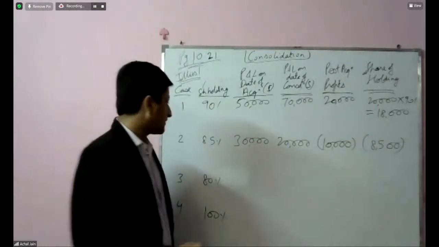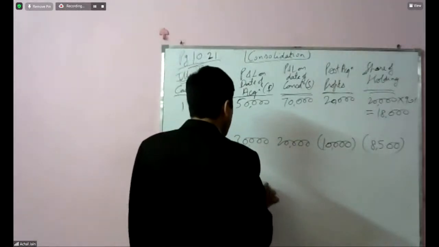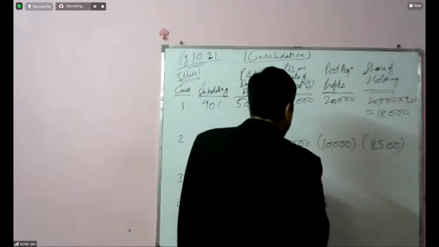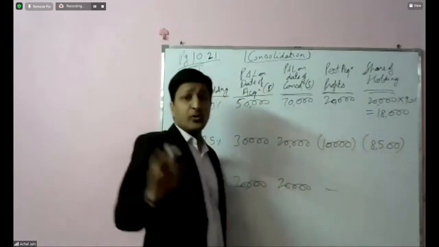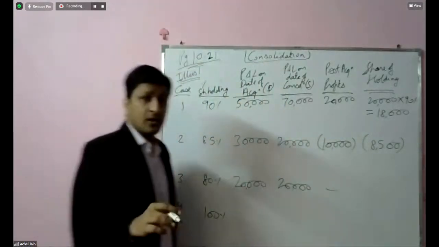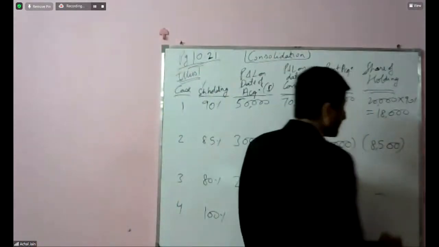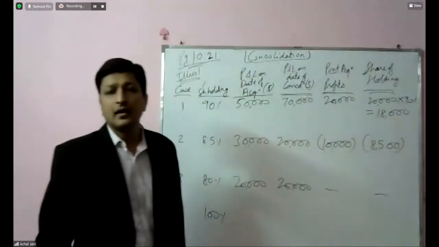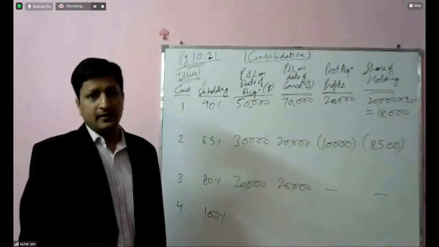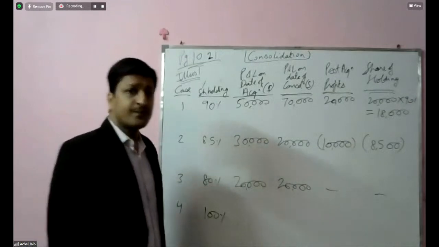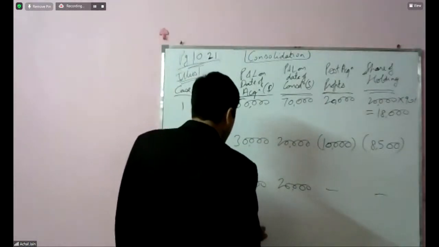Moving on to the third one. So 20,000 was the opening balance. 20,000 is the closing balance. Do we have any profit or loss during the year? No. So any portion of profit or loss that goes to the holding, nil. It will be nil.